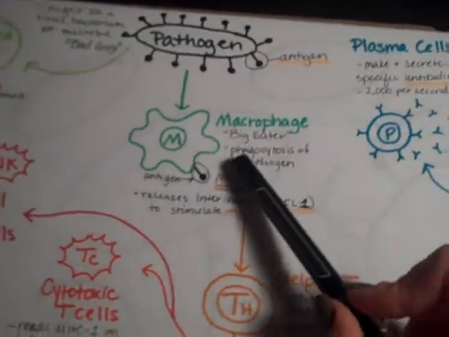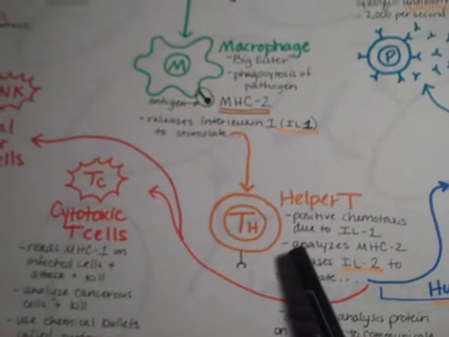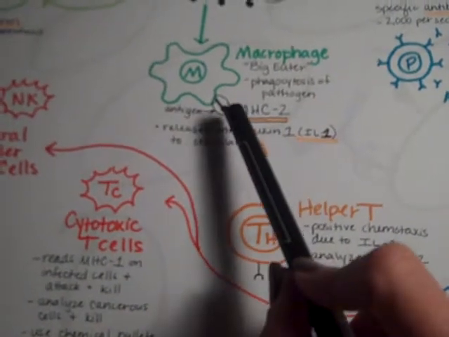We had the pathogen get discovered by a macrophage, which turned on our T helper cells. Someone remind me, what's the chemical that's released?